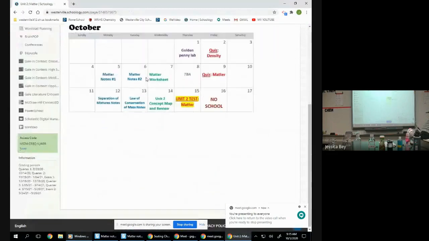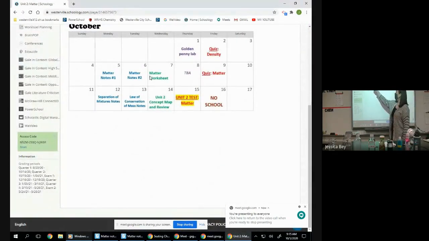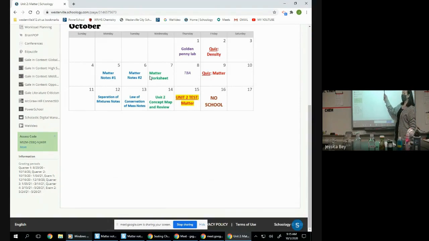Beautiful. So we are right here. We're on the 5th. Matter notes, matter worksheet practice. We'll find something to do with you guys here, and then the quiz on matter. And then next week, when you guys at home are back, we'll do separation of mixtures, law of conservation of mass. We'll have a review day on the 14th, but then that 15th, you will have the Unit 2 test, and it will be over everything in the Unit 2 packet. Okay? So if you have the planning type, because I am a planner, let me tell you, just so you know what's coming at you. Awesome. So that's kind of what we have coming down the line at you guys.